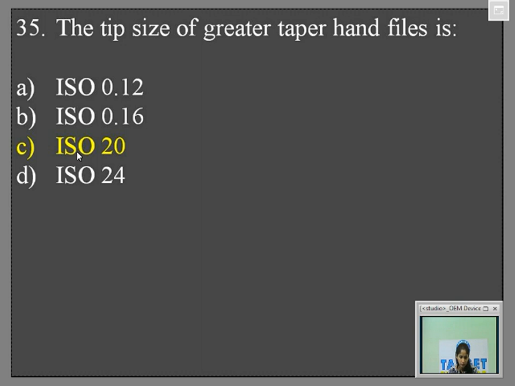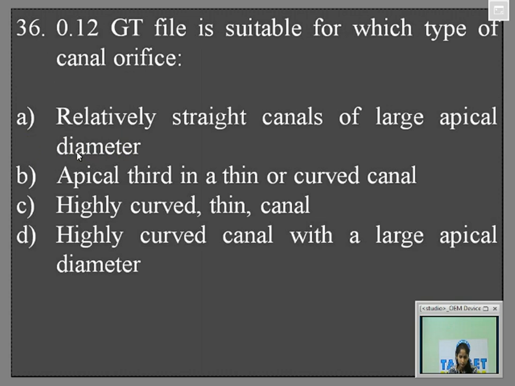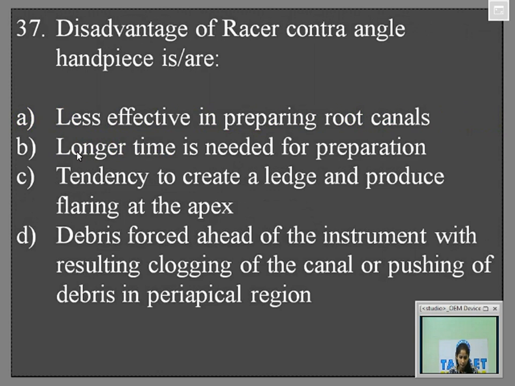So we go on to the next question. The 12% GT file is suitable for which type of canal orifice? The answer to the 36th question, we've already said: GT files, that is your greater taper files, are always used in the straight part of the canals. Because of their larger taper, they cannot be used in the curvature of a canal or in the apical third, otherwise they will break.